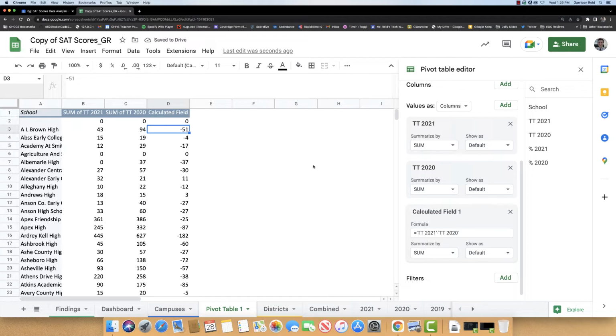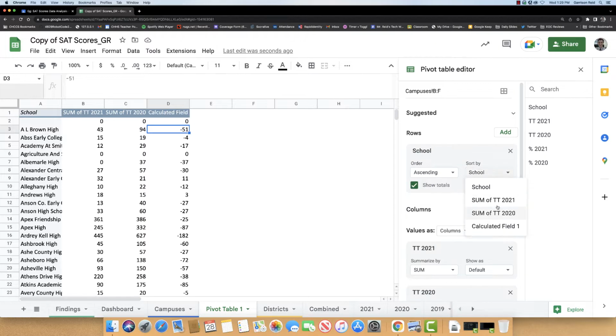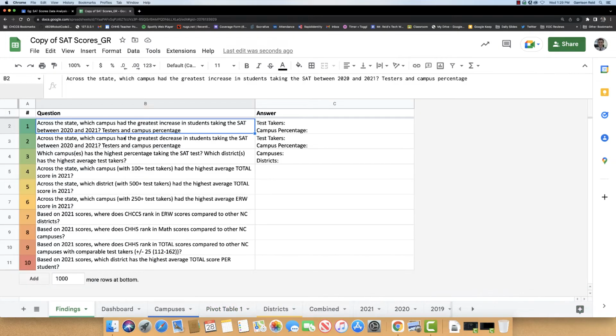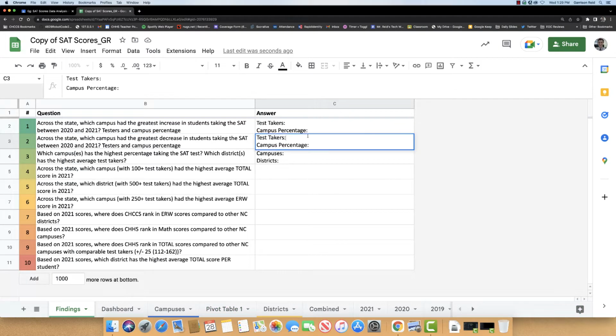Okay, so I've got the numbers, I can do the math, and that looks like it's working. Now what I want to do is sort it by that calculated field. So Porter Ridge had the most decline, negative 325. So in my findings, which campus had the greatest decrease? Porter Ridge, negative 325. As I said in other classes, I don't know what that means. We would have to look into that.